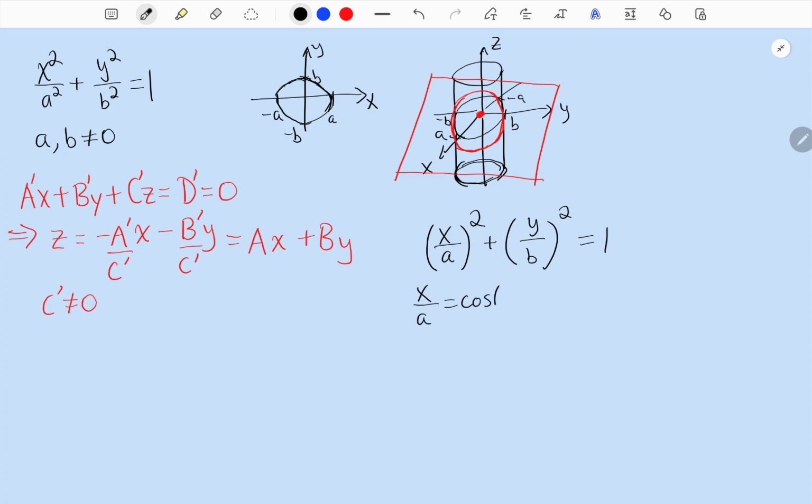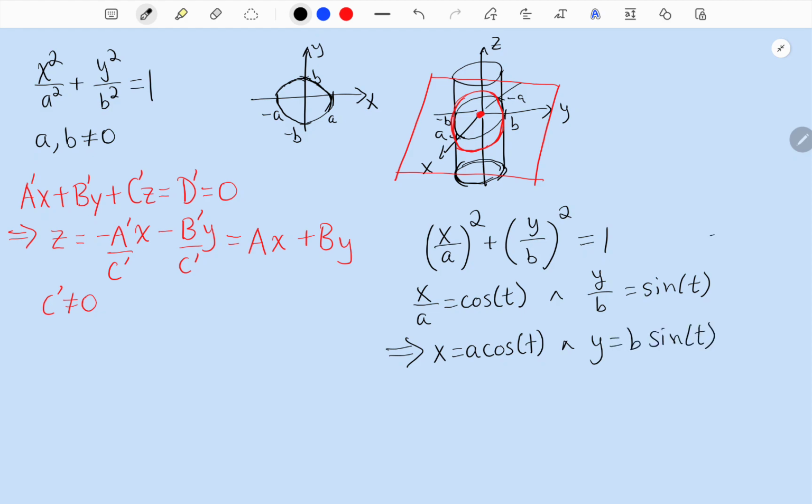Well, we can let the first part, x over a, equal cosine of t, and we can let the second part, y over b, equal sine of t. Okay, and this will imply that x is equal to a cosine of t and y is equal to b sine of t. I could add that t is going to be between 0 and 2 pi, but we won't need it for this question.